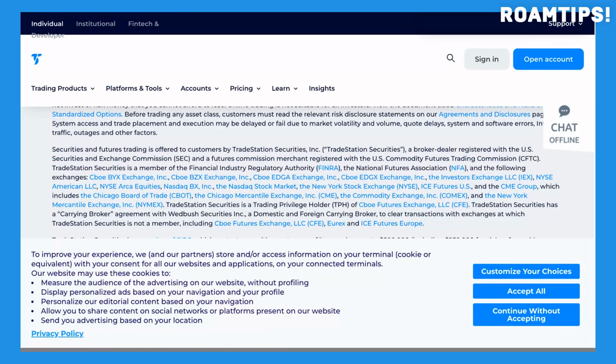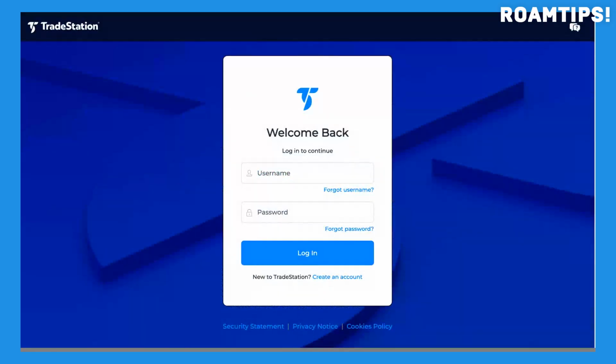They also provide various account types and pricing plans, so be sure to explore their offerings to find the best fit for your individual circumstances.